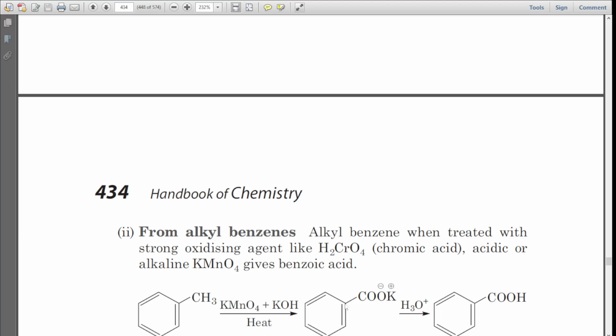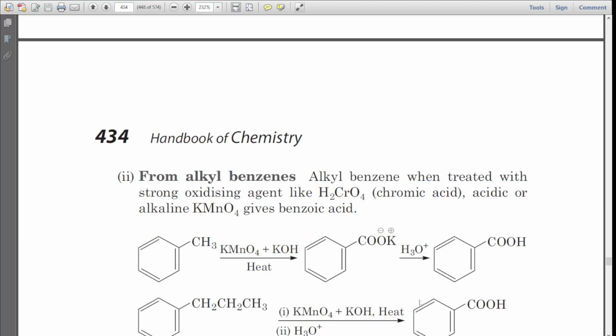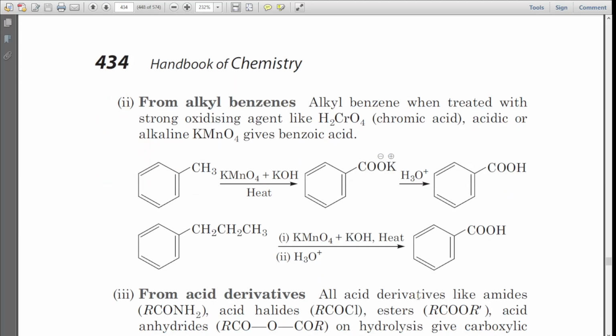They can be prepared from alkyl benzenes such as toluene when we do strong oxidation of them such as KMnO4, KOH, and then hydrolysis leads to the formation of benzoic acids. Whatever the number of carbon chain is, it simply gets converted into benzoic acid and the rest of the molecules are removed as carbon dioxide and water.